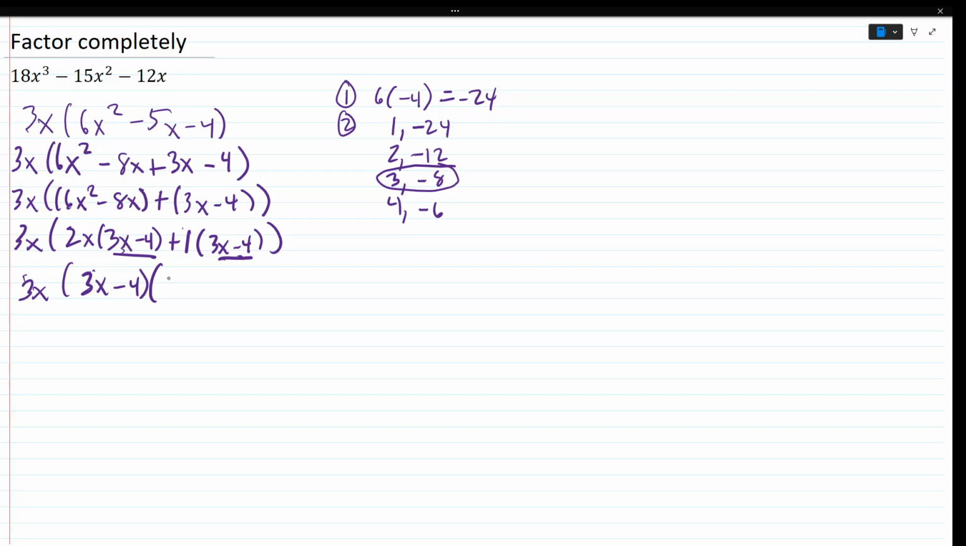And then from that first term, we had the 2x, and from the second term, we had that plus 1. So this is now factored completely.